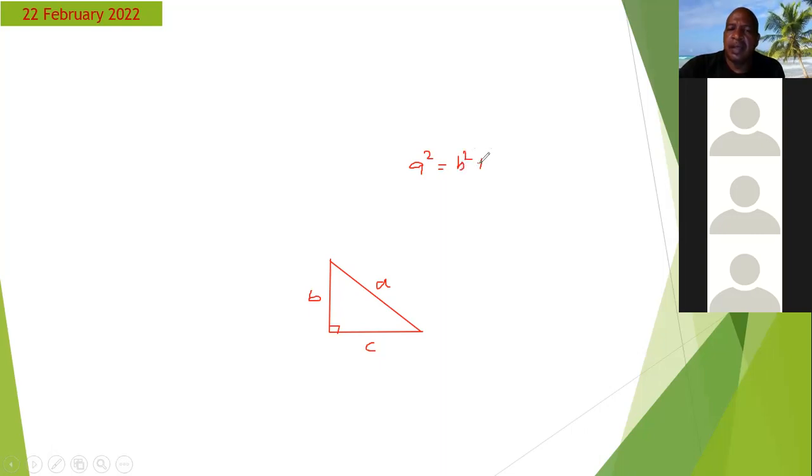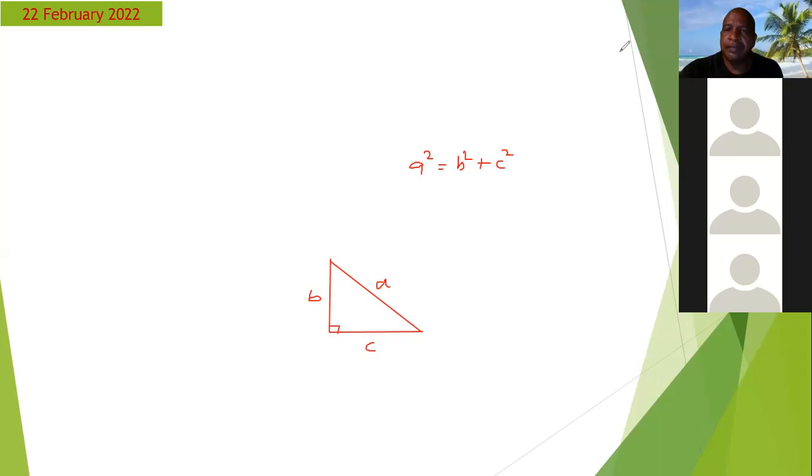plus C squared. Now, one of the important things about the theorem is how it will allow us to calculate one of the sides of a triangle if we are given the other two. So if we know any two sides of a right angle triangle, we can use this formula to calculate the length of the unknown side. And so that's how we use this formula. And that's what we're going to be looking at next.